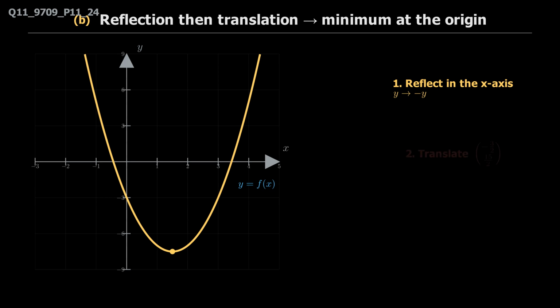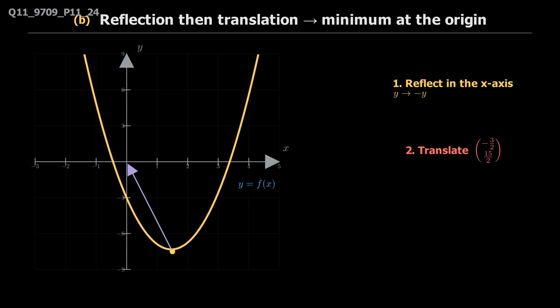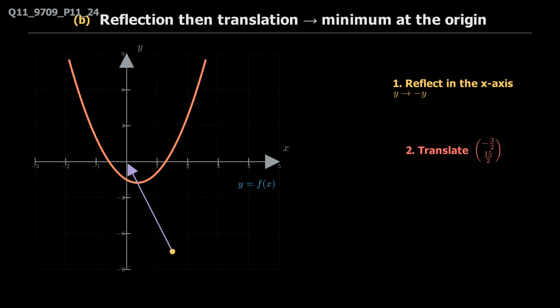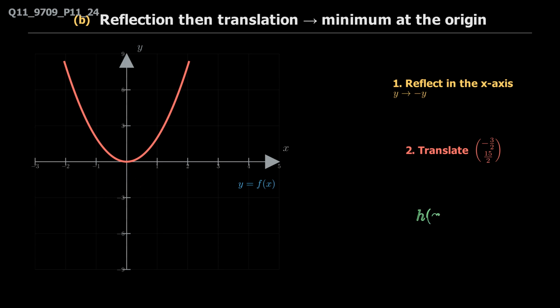Then translate by -3/2 in x and +15/2 in y, moving the minimum to the origin. The image is h of x equals 2x squared, opening upward from the origin. So h of x is 2x squared with its minimum at the origin.